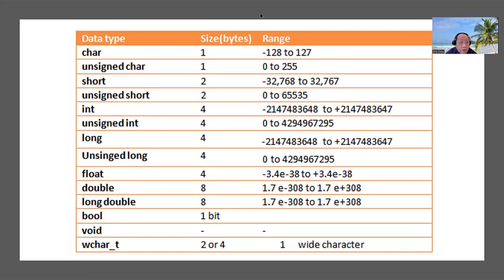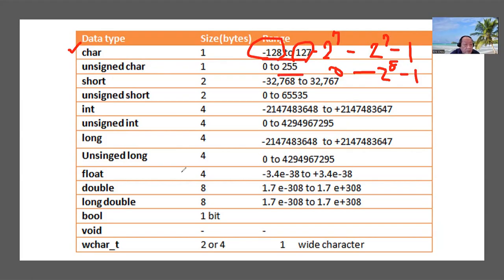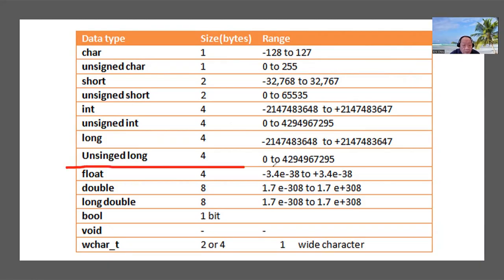Here it shows that if it is char, it is a signed integer from -128 to 127. This is minus 2 to the power 7 up to 2 to the power 7 minus 1. These are the smallest and largest numbers. Unsigned is from 0 to 2 to the power 8 minus 1, that's 255. That's the range of data. So here it shows you the range of data for signed and unsigned integer, signed and unsigned long.